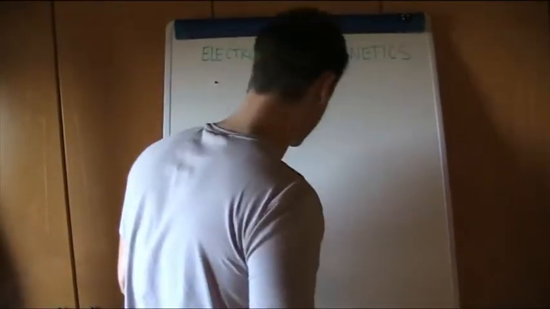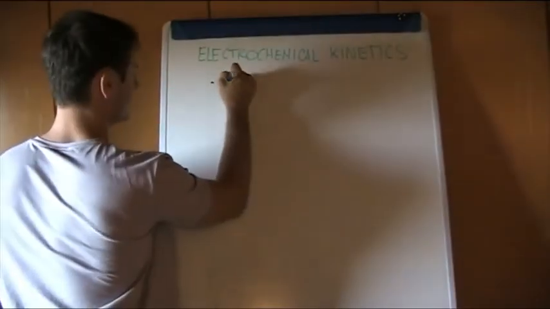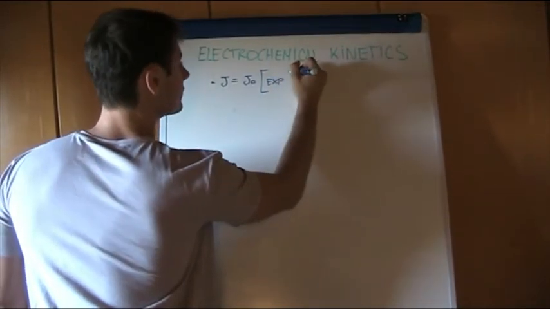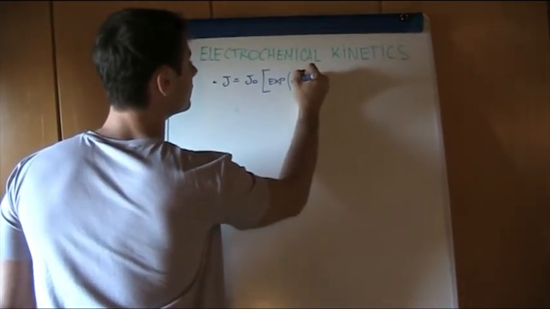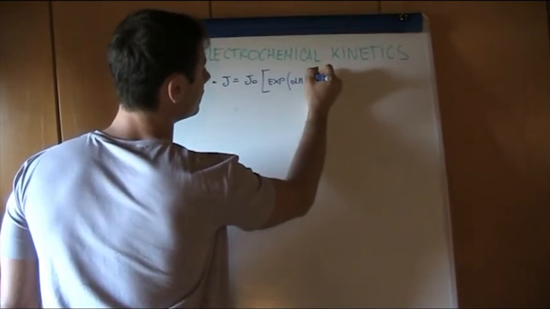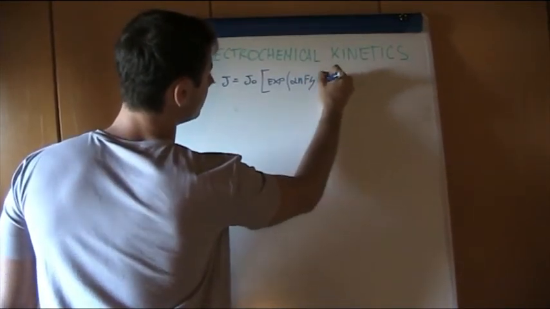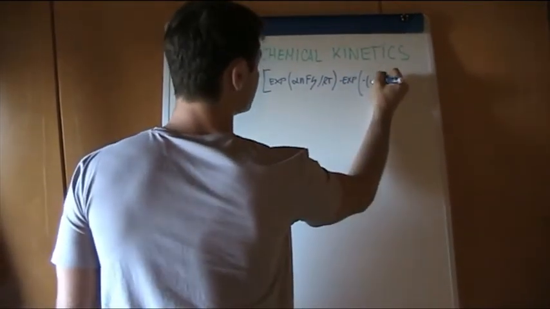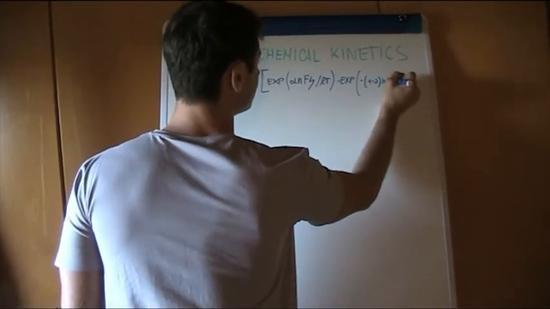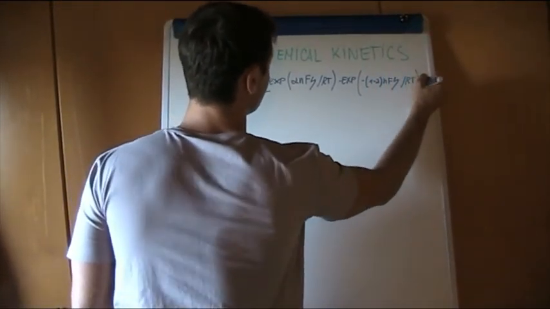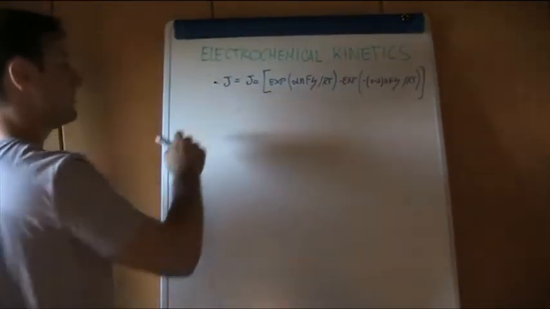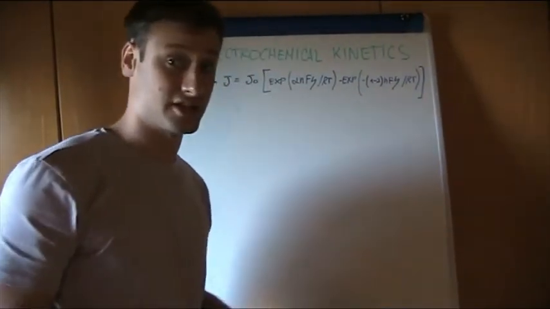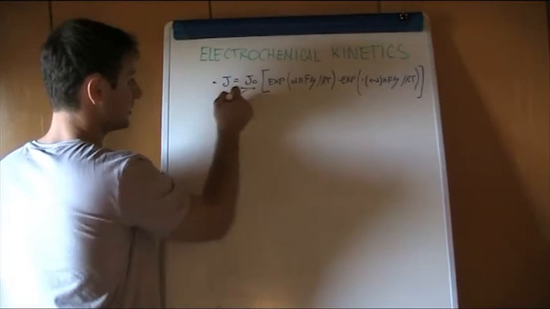So in the Butler-Volmer equation, this one, we have a parameter that is the exchange current. Well, the exchange current tells us how intrinsically fast the reaction is.